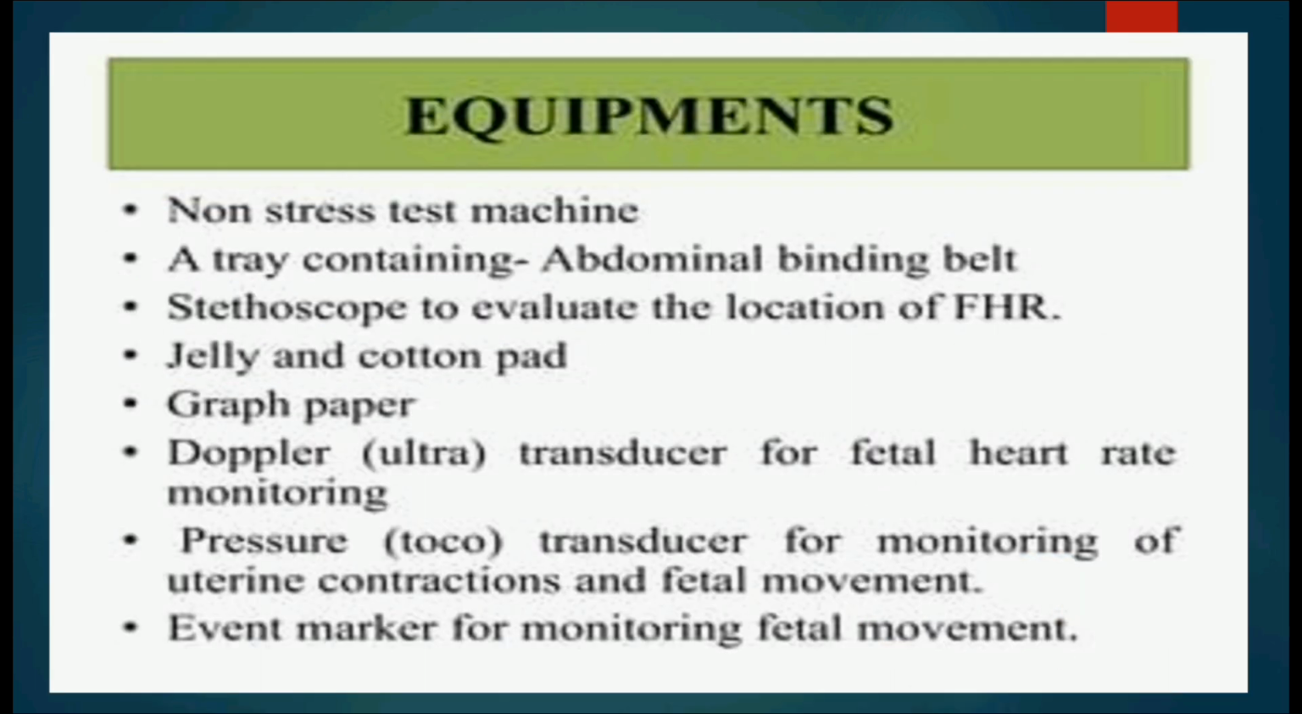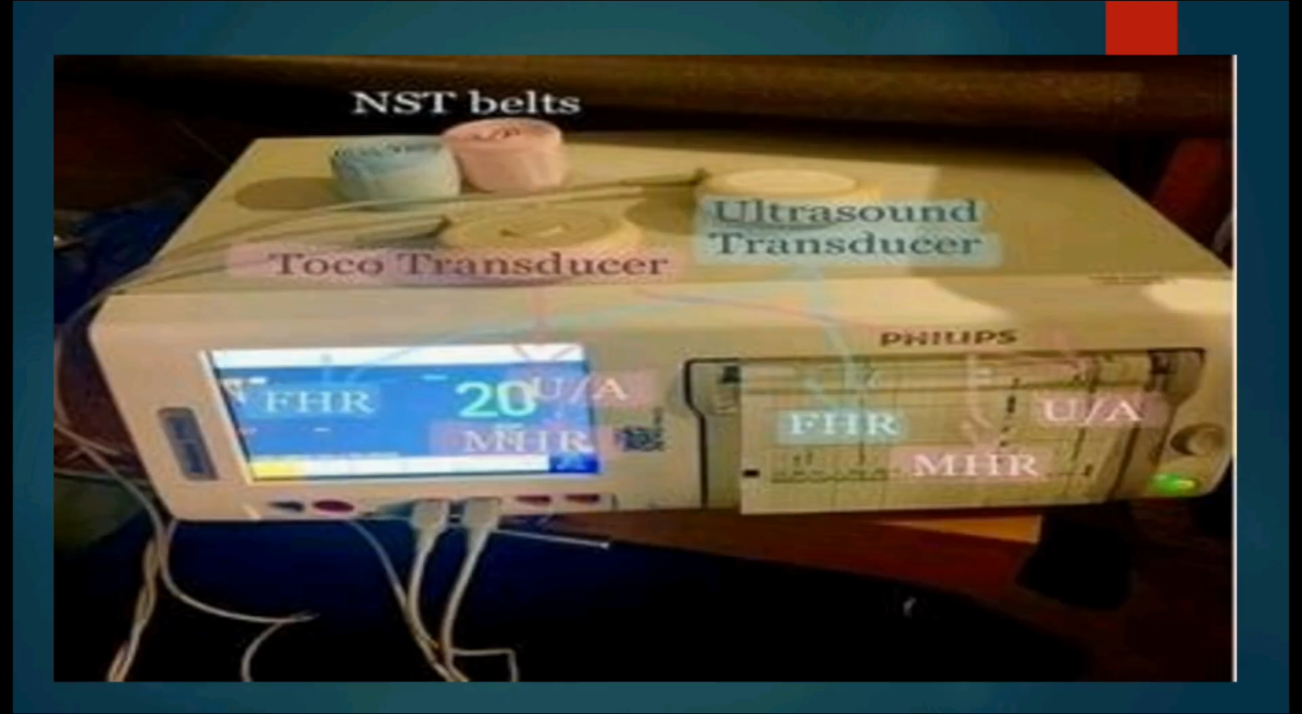Equipment we require for the NST is a non-stress test machine, a tray containing abdominal binding belt, stethoscope to evaluate the location of FHR, jelly and cotton pad, graph paper, Doppler transducer for fetal heart rate monitoring, pressure transducer for monitoring of uterine contraction and fetal movement, and event marker for monitoring fetal movement. So this is the picture of NST machine.